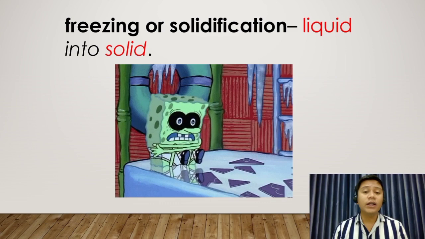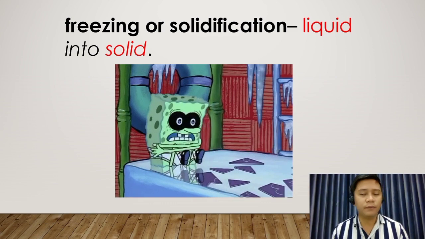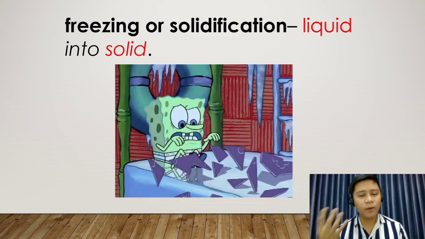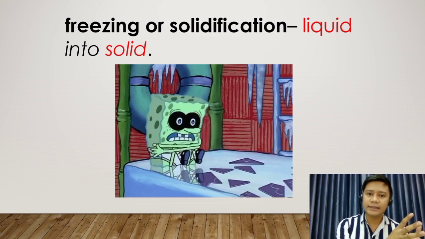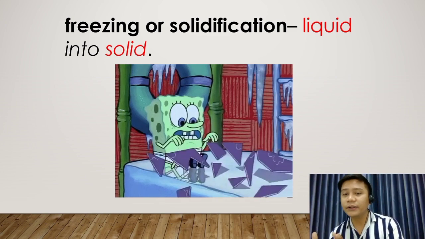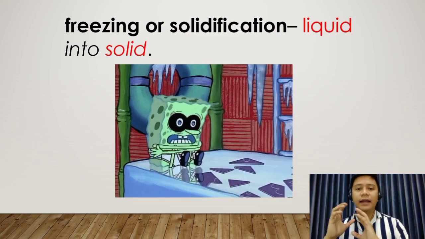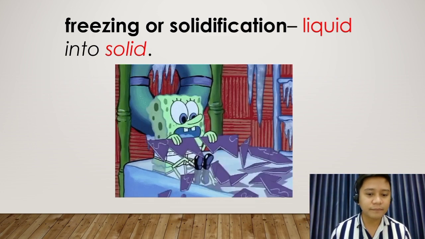Solidification. Very good. So the best example for this is a water will become an ice. Unlike for the melting, ice will become water, right? This one, water will become ice. Very good. So the liquid is the water and the solid is the ice. Did you understand?